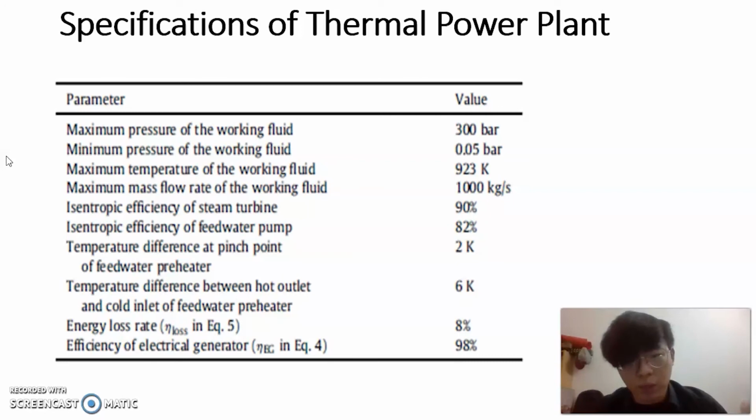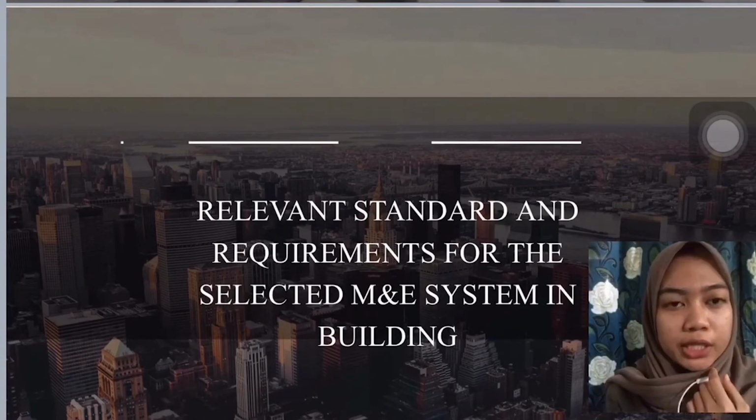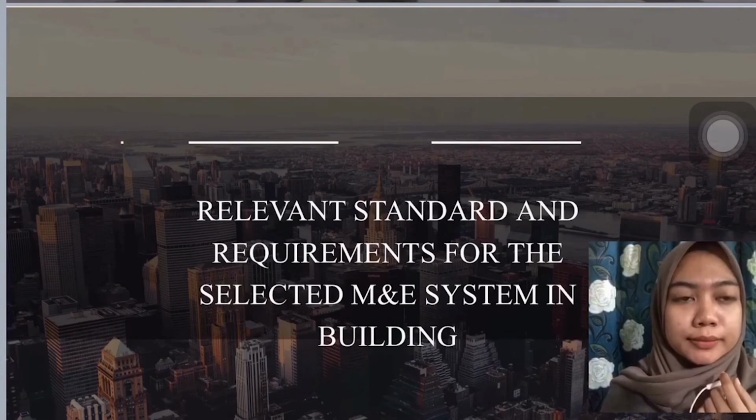For the thermal power plant, the maximum pressure of the working fluid is 300 bar, and the minimum pressure of the working fluid is 0.05 bar. There are other parameters that our system must follow. So, that's all for my presentation about the electrical supply system. Thank you. Next, I will explain the relevant standards and requirements for the selected M&E systems in the building.